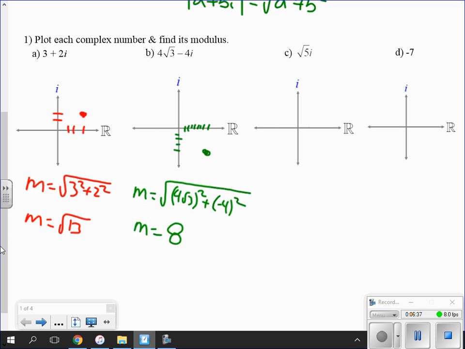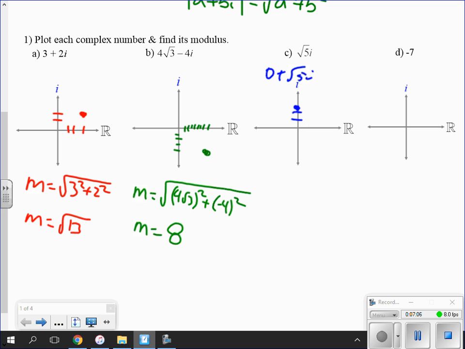Okay, next one. Root 5i. This is like having 0. What is my real value of this complex number? 0. I have 0 plus root 5i. So I go up a little bit more than 2. Square root of 4 is 2. Square root of 5 is a little more than 2.